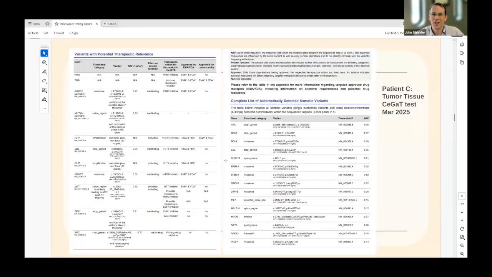Yeah, go ahead. Here's just another page where they're giving potential therapeutic relevance. So yes, it's the other report. Yeah, so we can go to the next.